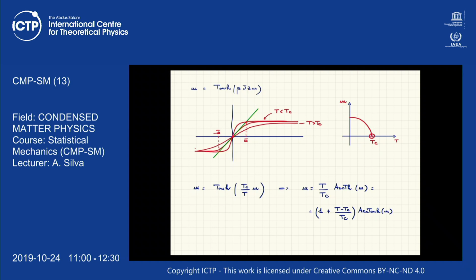Now, this quantity here is what people call, in the theory of phase transitions, with the letter t, the reduced temperature. Why reduced temperature? Because it's essentially the deviation from the critical temperature on a scale set by the critical temperature itself. So it's how far away you are from the critical point.